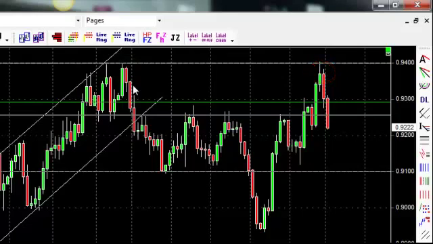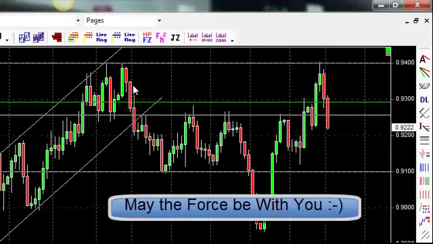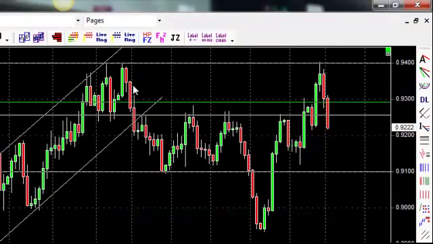Think about Star Wars. You've got the Jedis against the Sith, the good guys against the bad guys. Now this isn't good against bad, but you have buyers against sellers, the bears against the bulls. The bulls are the buyers, and the bears are the sellers. And what you have is constant buying and selling pressure.